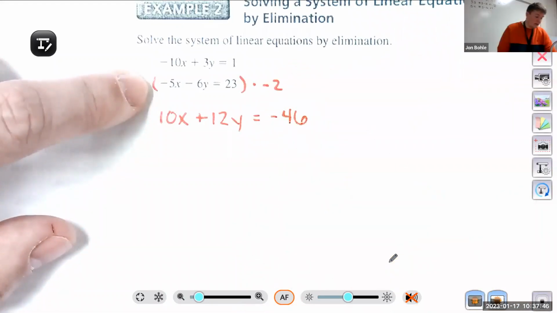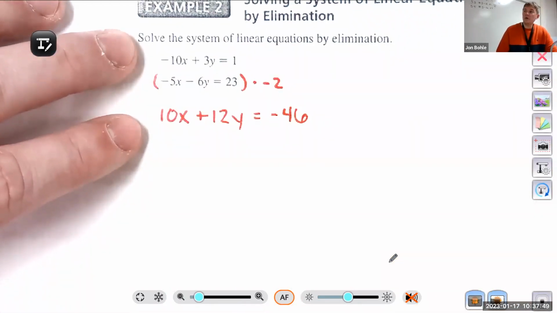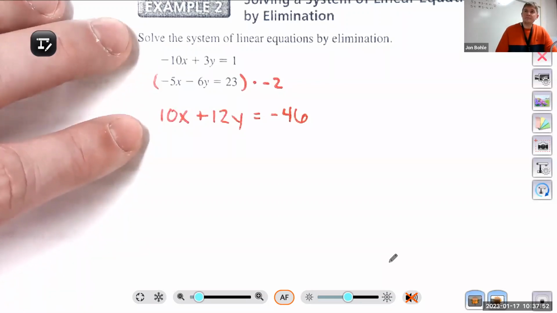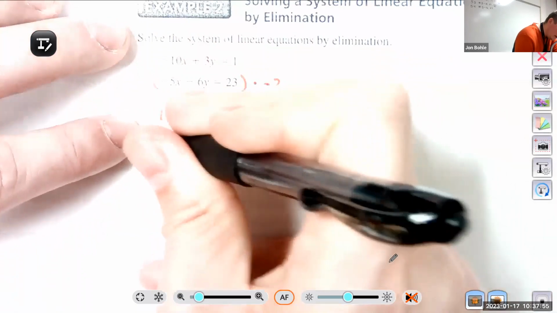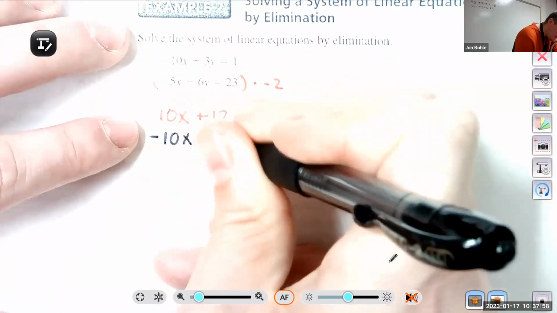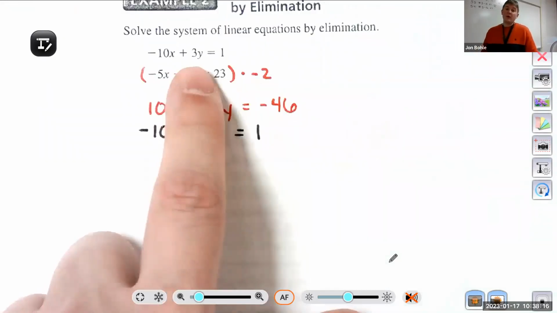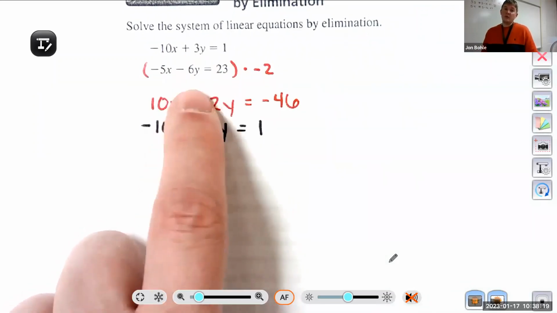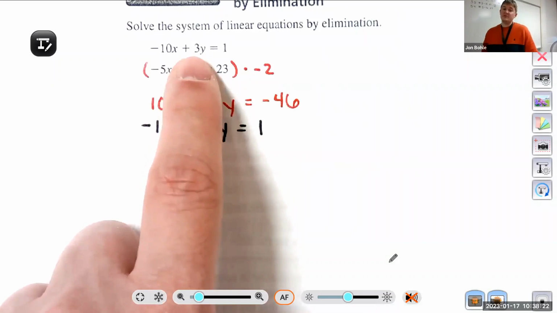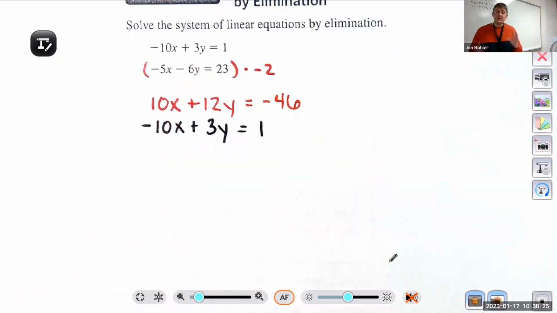So now before I look ahead, do I have opposites in the x's now? I do. So I'm just going to copy that top one below so I can do my work. Any questions about that part that I did in red? Could I have created opposites in the y's? Yes, I could have. I could have multiplied the top one by positive 2, because then I would have ended up with a negative 6y, and 3 times 2 is 6. So I would have ended up with opposites in the y's. You can pick whatever variable you want. It doesn't matter. I just realized 10 first.